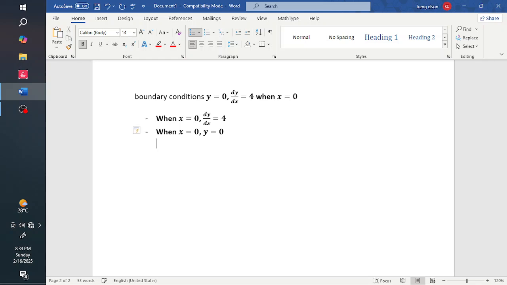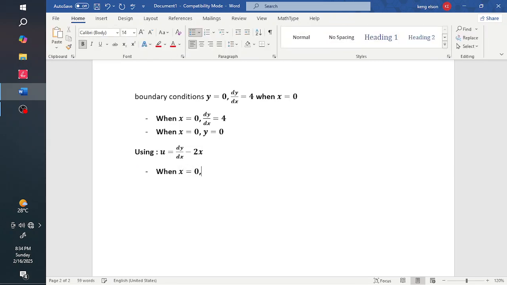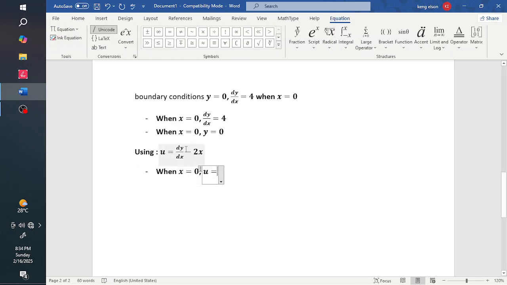So since I have this, that u is equal to dy on dx minus 2x, if we use this, we realize that we can now set a new boundary condition on u. So we can say when x is equal to 0, what is the value of u? Since u is equal to dy dx minus 2x, I'm going to replace dy dx with the value of dy dx when x is 0, which is 4. So I'm going to have 4 minus 2 times 0 for x, which gives me 4.